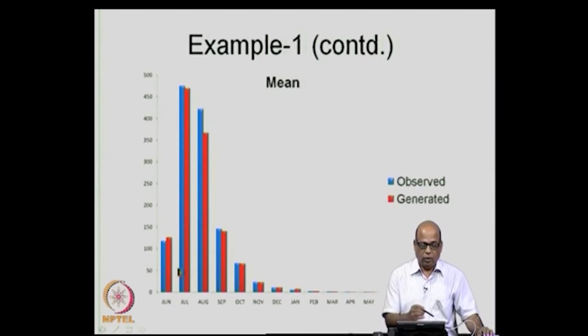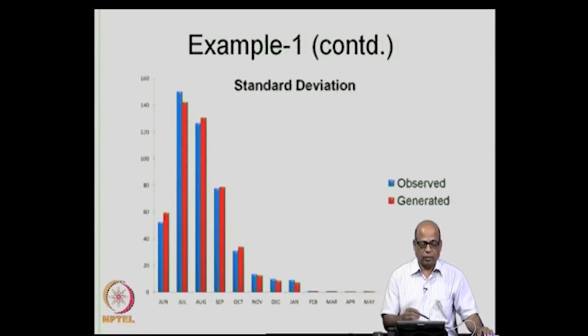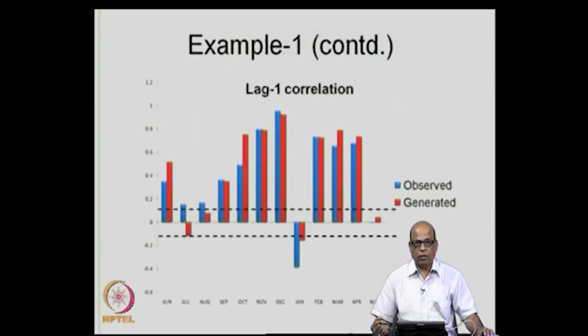Typically, in this particular example, the means match fairly well. So, this is observed data, this is the generated data. Similarly, the standard deviation, this is observed data, this is the generated data. So, mean and standard deviation compare fairly well. Let us see what happens to the lag 1 correlations. So, similarly, for the lag 1 correlation we had observed values and we also have the generated values. Sometimes the lag 1 correlations do not perform really well.